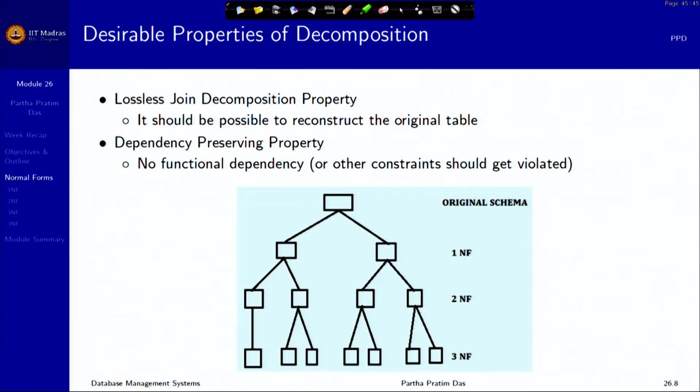Now, as you decompose, it is critical that you maintain two properties. The first property, which is absolutely essential, is lossless join. In the modules last week, we discussed in depth that it should be possible to reconstruct the original data. The second property is dependency preservation, that is, in terms of the decomposed relations, I must still be able to check for all the functional dependencies or all the different forms of dependencies without actually computing a join of the data. We have discussed this as well.